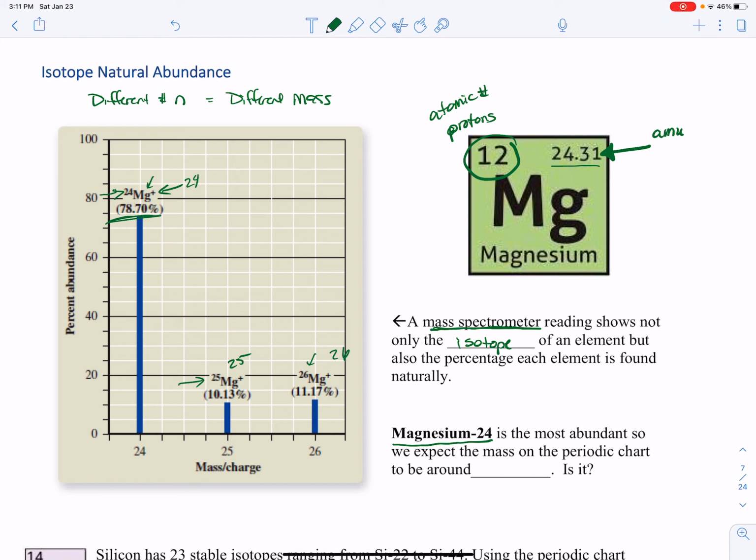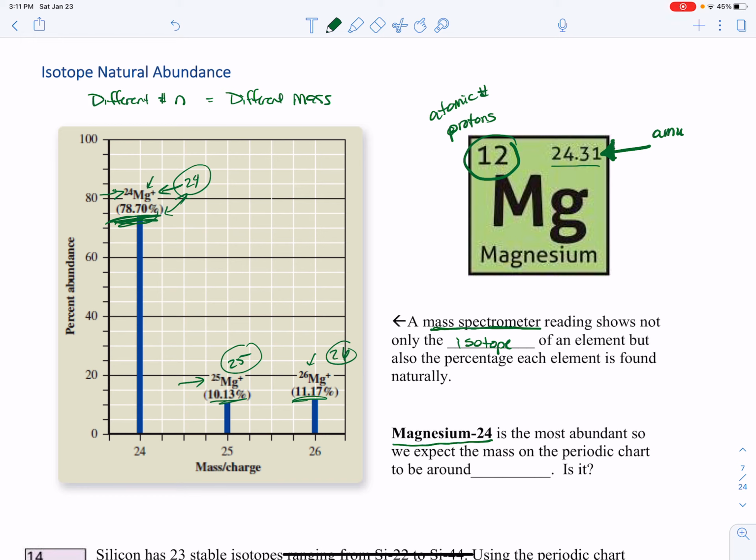But you'll notice if I just straight up average all three of those, I should get 25. And notice this number is 24.3. So it takes into consideration the natural abundance. It weights this number more because that one is way more abundant. So if I do 78% times 24 plus 10% times 25 plus 11% times 26, that's how I get this number right here. We're going to be doing some calculations to practice that kind of math, but there are some shortcuts.